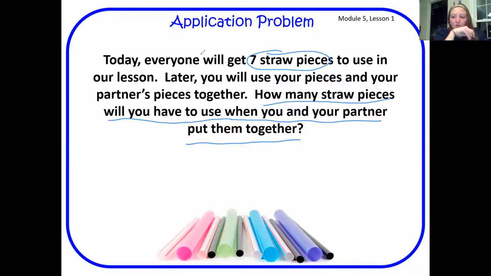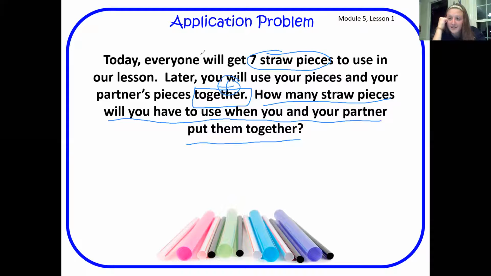B, box the action word. I see this word together here. And as soon as I read that word together, I thought, I'm putting them with something. Kind of like we bundle them, we bring them together. That means I know that I'm going to be adding here. Look at my addition sign right there. Circled, underlined, boxed, evaluate. I need to understand what's happening.